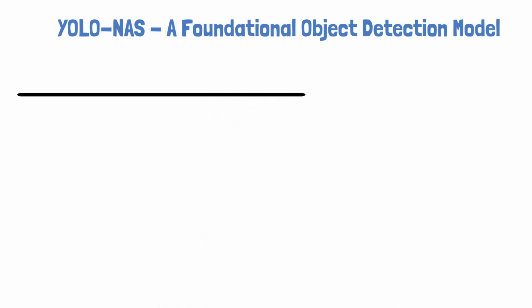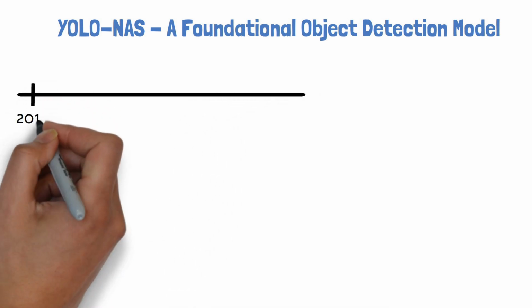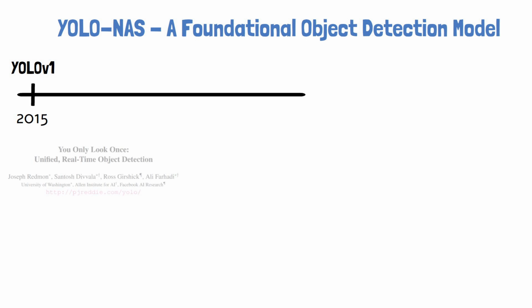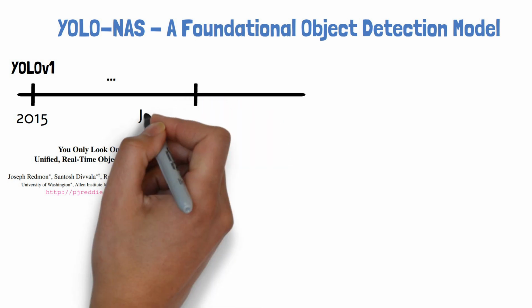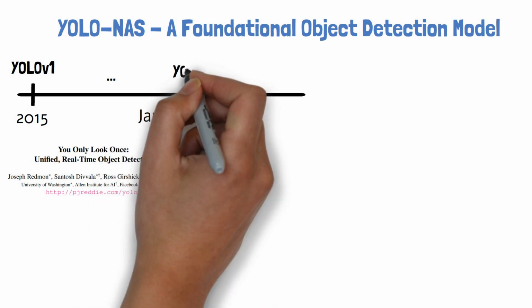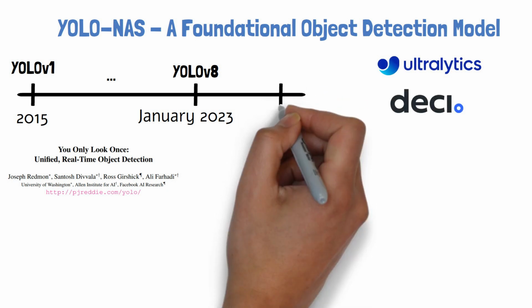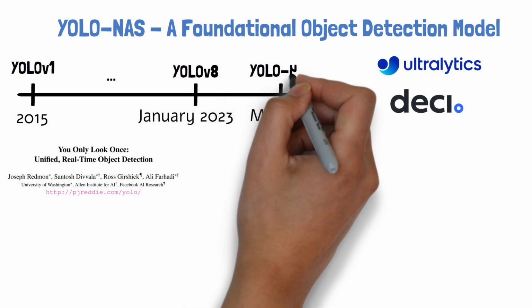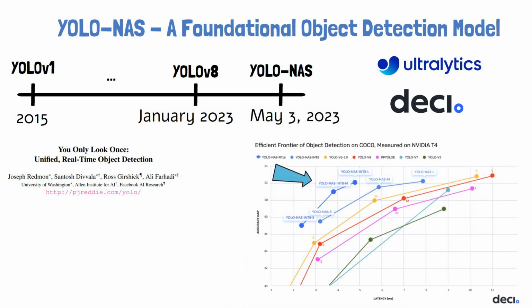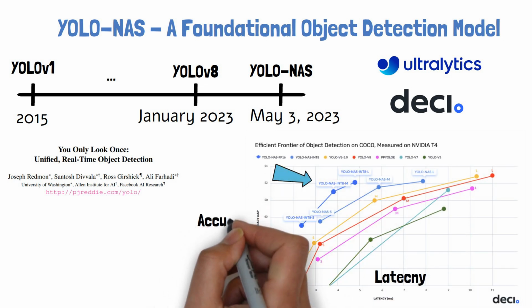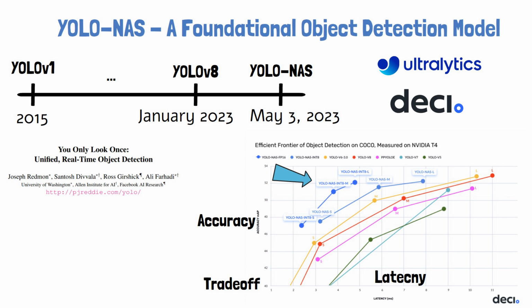YOLO models have been around for a while now, presented in 2015 with the paper You Only Look Once, which is what the shortcut YOLO stands for. Over the years we saw various improved versions up until YOLO V8, which was presented earlier this year by Ultralytics. Now, a company called Deci has released YOLO NAS and showed it achieves great results in very low latency, with the best accuracy-latency trade-offs to date. In this video we will talk about how they were able to do that.